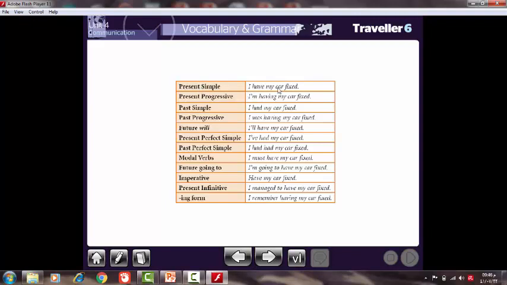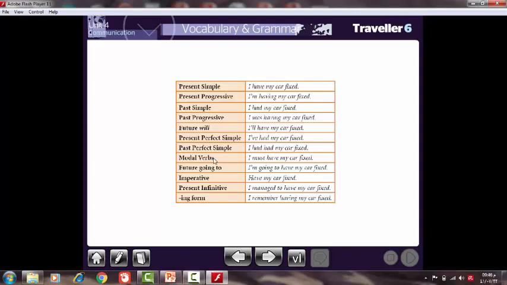Present simple: I have my car fixed. Have is a present simple. Present progressive: I am having my car fixed. Past simple: I had my car fixed. Past progressive: I was having my car fixed. Future simple: I'll have my car fixed. Present perfect simple: I have had my car fixed. Past perfect simple: I had had my car fixed.